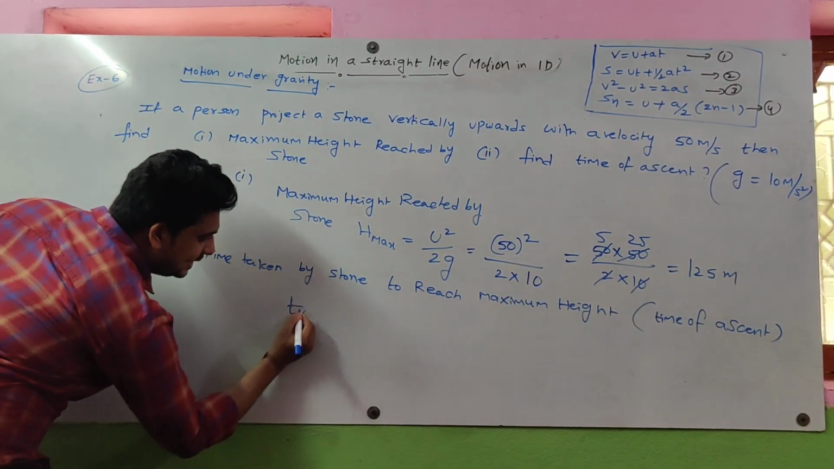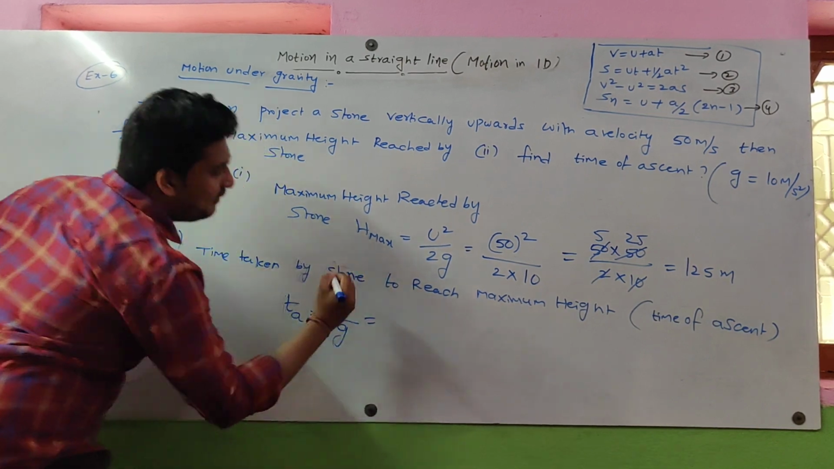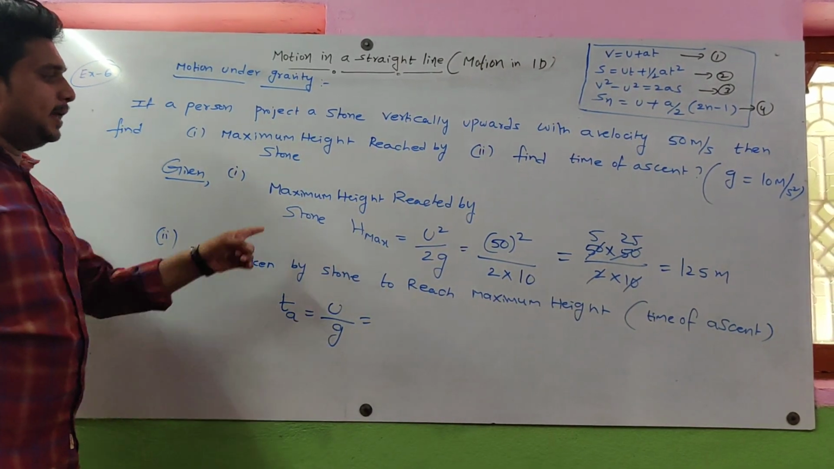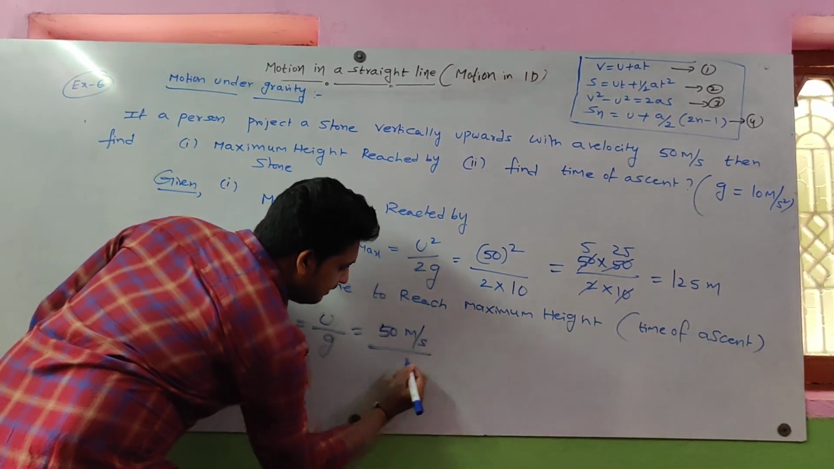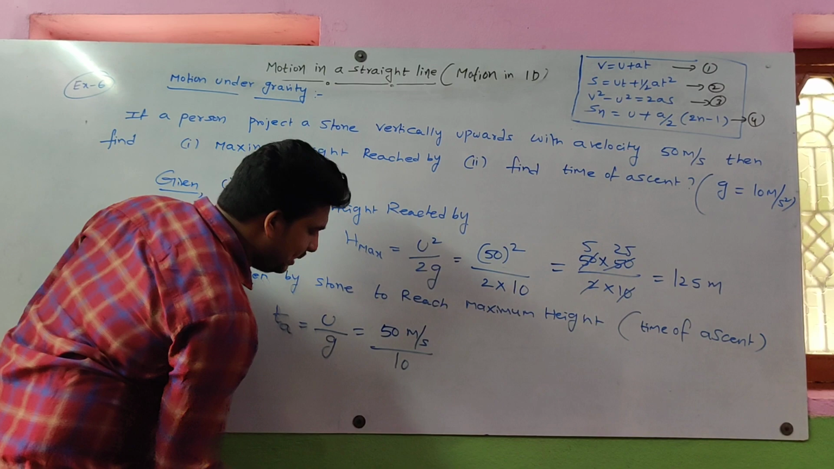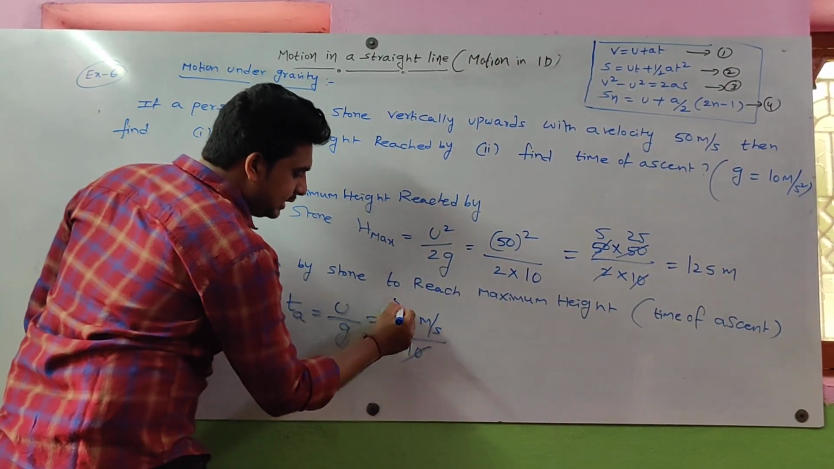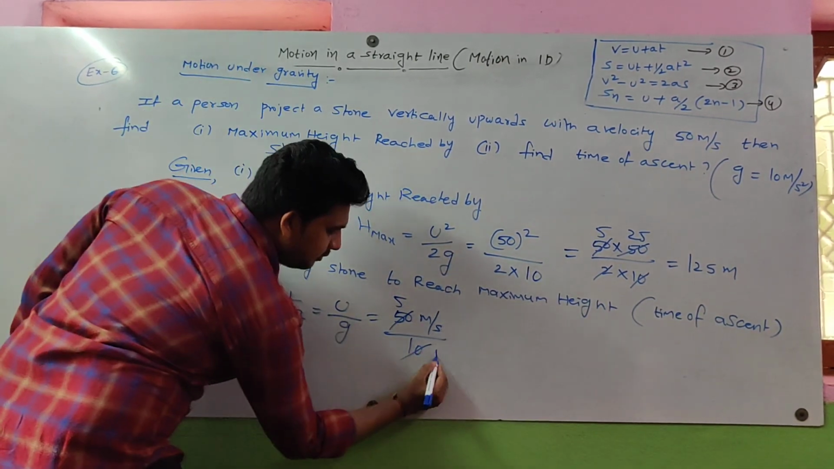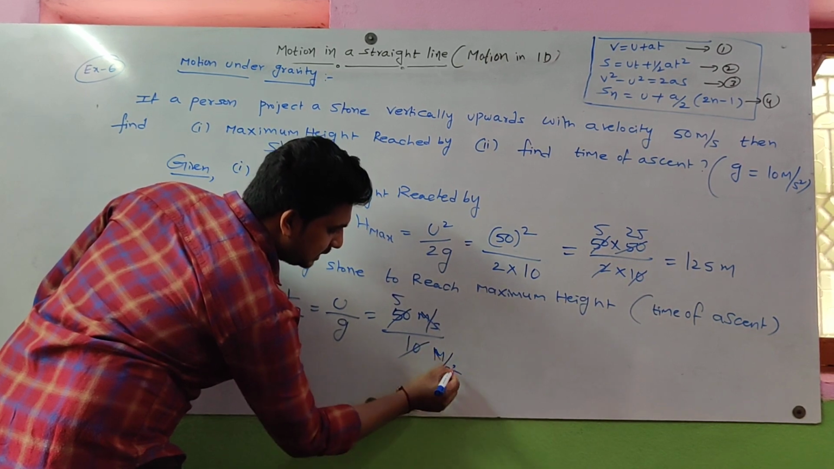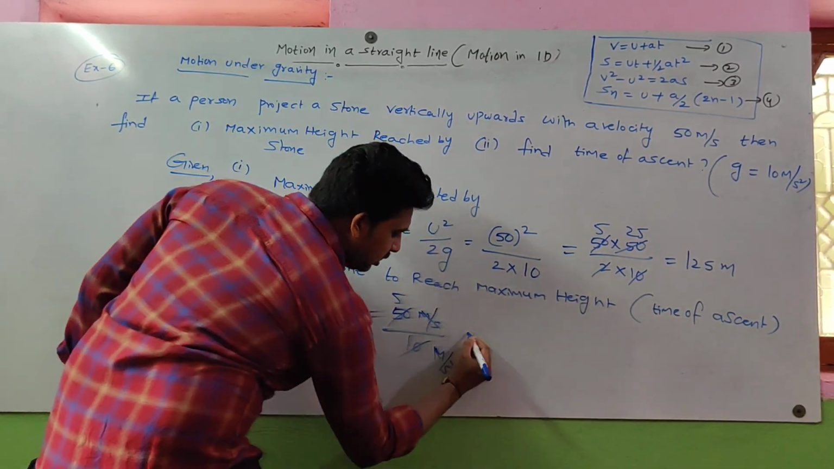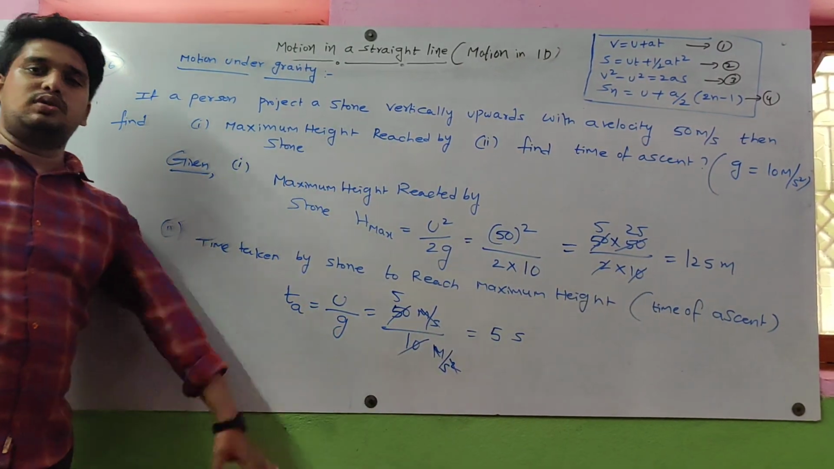Time of ascent TA is equal to the formula U by g. U value is 50 meter per second, g value is 10 meter per second square. U by g. Then how did we get here? 10, how many times in 50? 5 times. Meter per second square. So then meter per second cancels, the second will move to the numerator, so we got here 5 seconds. So the time of ascent is equal to 5 seconds.